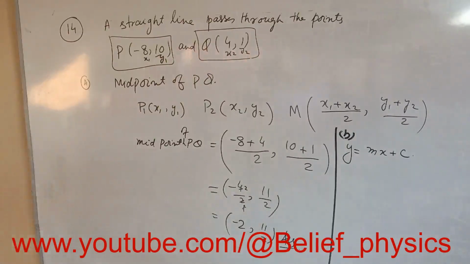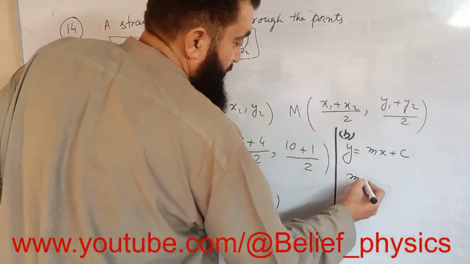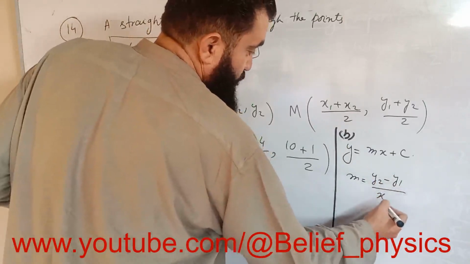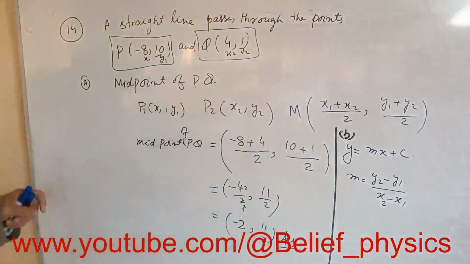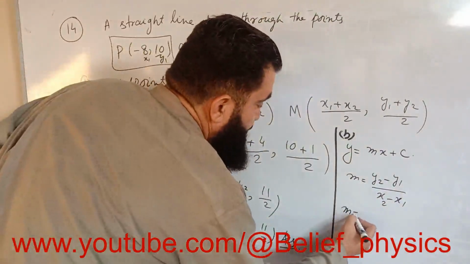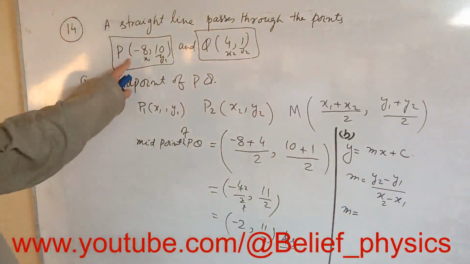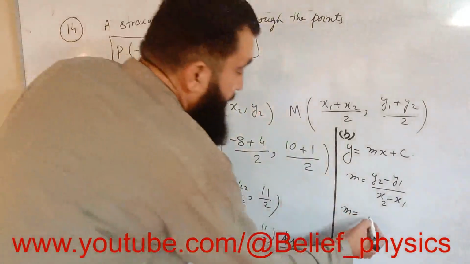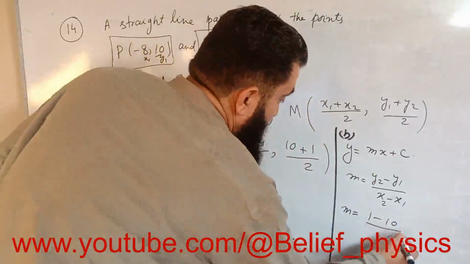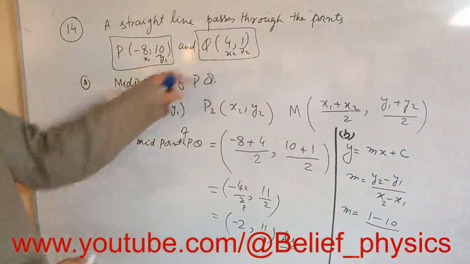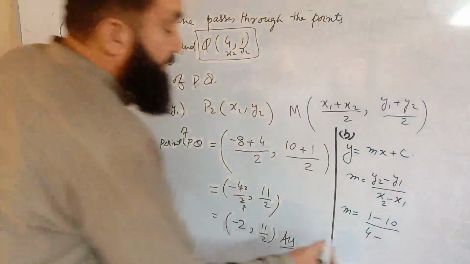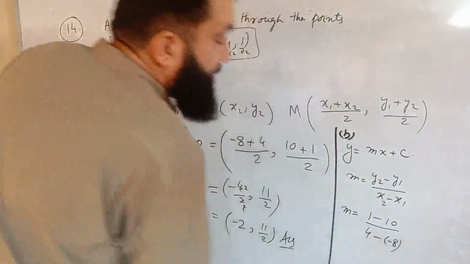The formula for the gradient of a line is m is equal to y2 minus y1 over x2 minus x1. This is the gradient formula. Put the values here. So m will be equal to y2, which is 1, minus y1, which is 10, over x2, which is 4, minus x1, which is minus 8. This will become plus 8.